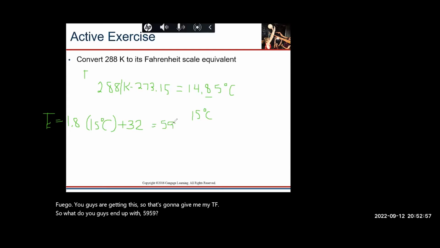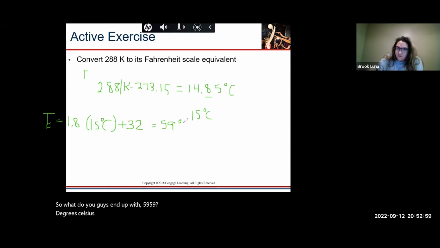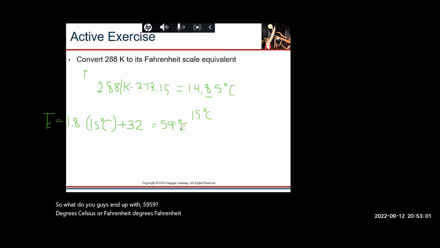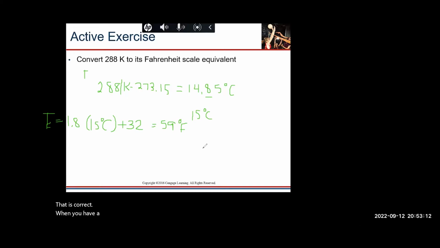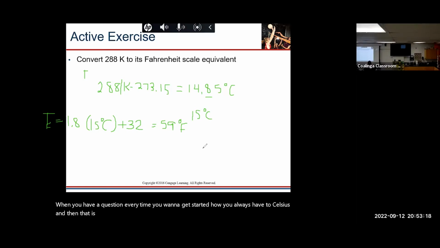Degrees Celsius or Fahrenheit? Fahrenheit, right? Because we're converting from Kelvin to Celsius, then to Fahrenheit. That is correct. Wait, I have a question. So for Kelvin, anytime you want to get Fahrenheit, you always have to convert Kelvin to Celsius and then Fahrenheit? That is correct. Or what you can do, you can modify the equation so it can go directly from Kelvin to Fahrenheit. But that's just going to take a little more math.